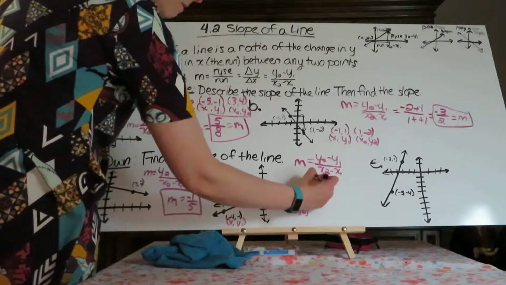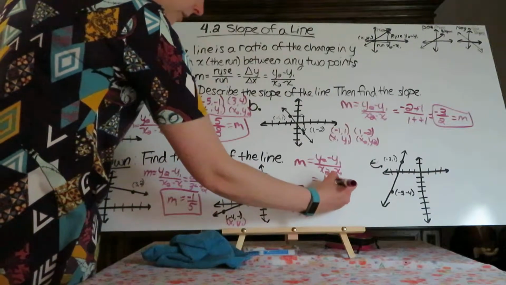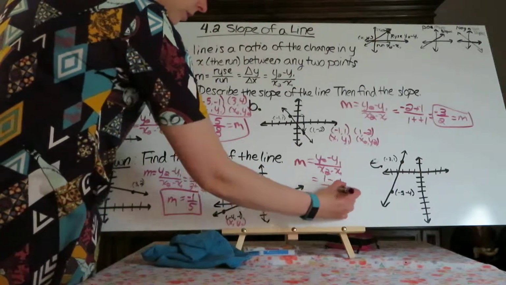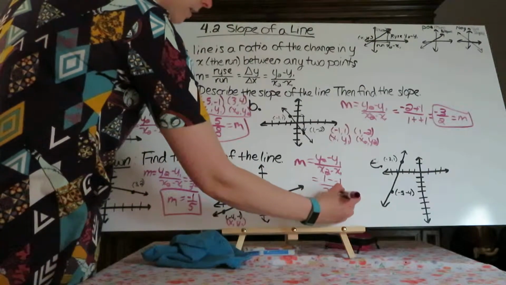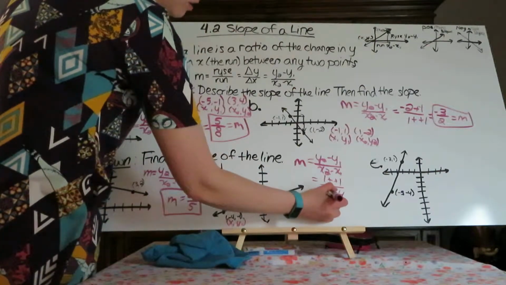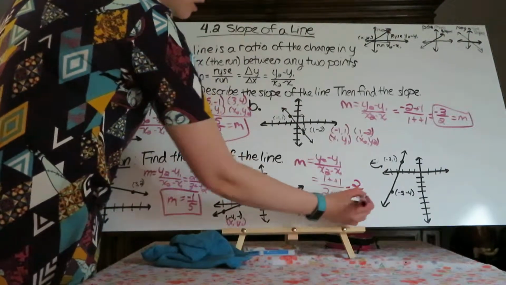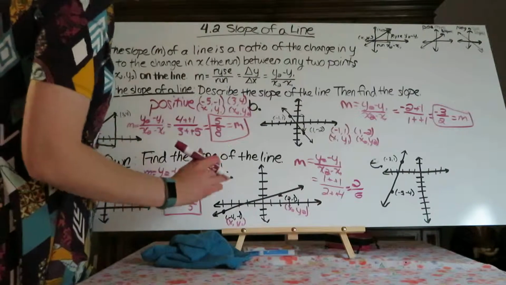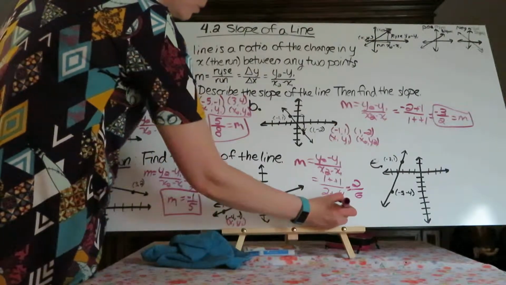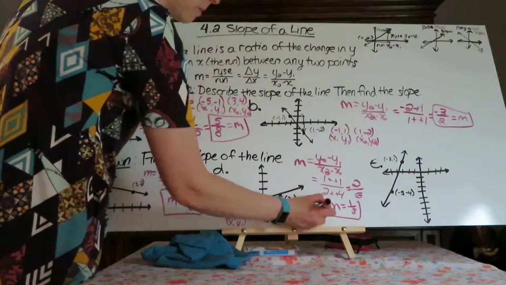So then you have 1 minus negative 1 divided by 2 minus negative 4. There's subtraction. I'm going to add the opposite. You're left with 2/6. You can't leave it as 2/6 because you can simplify it. So your slope is going to equal 1/3.